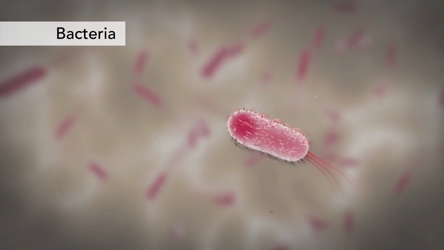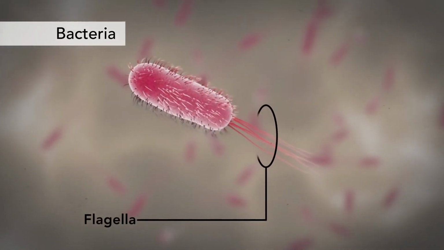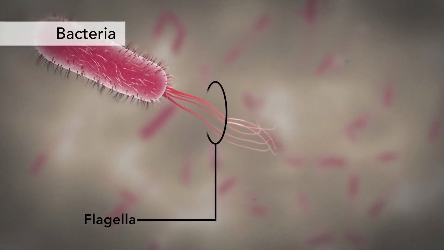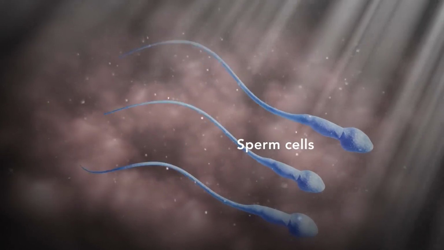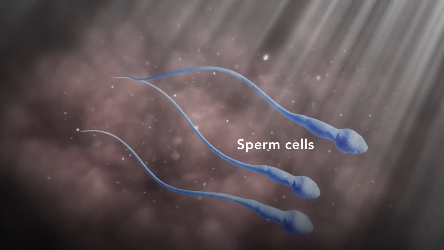Another unique feature in some cells is flagella. Some bacteria have flagella. A flagellum is like a little tail that can help a cell move or propel itself. The sperm cell is the only human cell that has a flagellum.